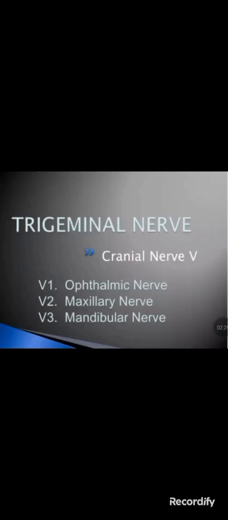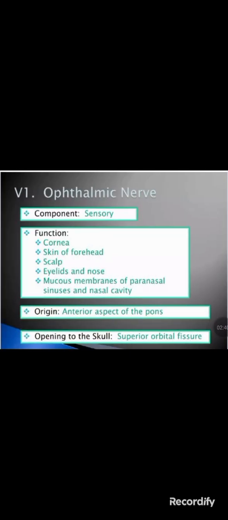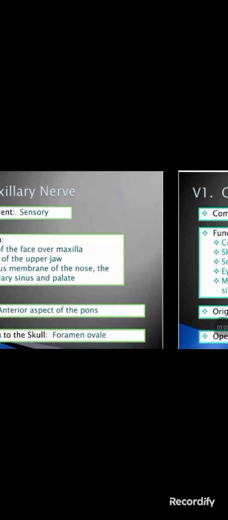The fifth cranial nerve is trigeminal. Here it contains three nerves, that is ophthalmic, maxillary and mandibular nerve. So the ophthalmic nerve, its component is sensory, function cornea, skin of forehead, scalp, eyelids and nose, mucous membranes of paranasal sinuses as well as nasal cavity. Origin is the anterior aspect of the pons. Opening to the skull is the superior orbital fissure.